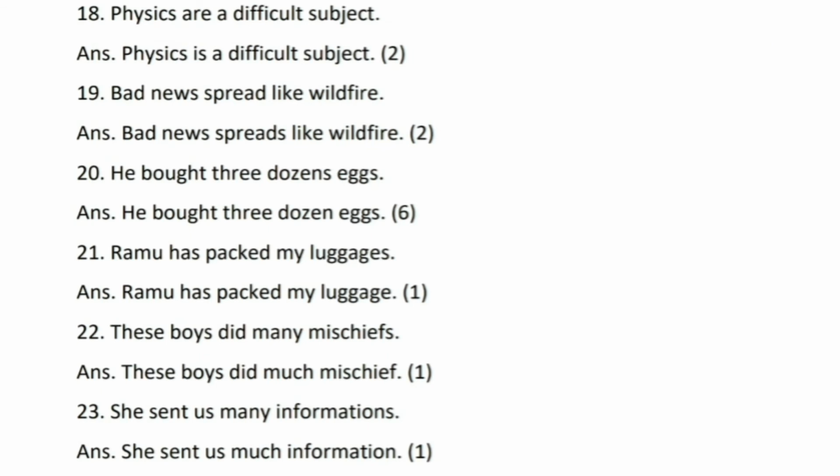In rule number 2, nouns have a plural form, but they are used in the singular sense and take a singular verb. So we write physics is, not physics are. 19. "Bad news spread like wildfire," and the correct answer is "Bad news spreads like wildfire." In this statement we also use rule number 2. 20. "He bought 3 dozens eggs," and the correct answer is "He bought 3 dozen eggs," and we use rule number 6. 21. "Ramu has packed my luggage," and the correct answer is "Ramu has packed my luggage."